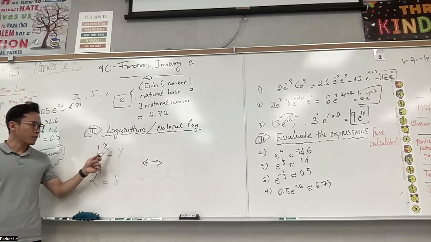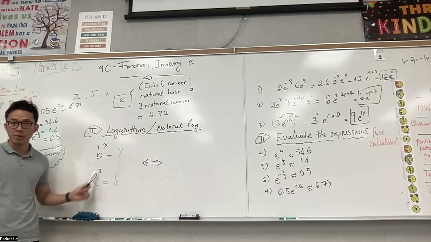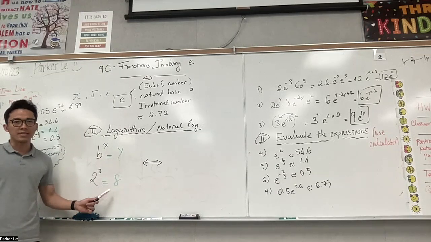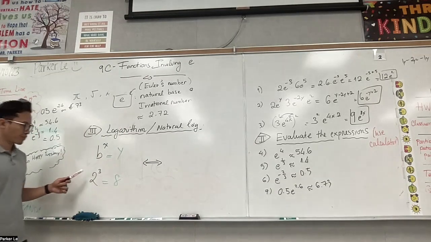So b to the x equal to y. For example, 2 cubed is 8. It's correct, right? 2 cubed is 8. I want to convert this into log. So this is how I convert this.